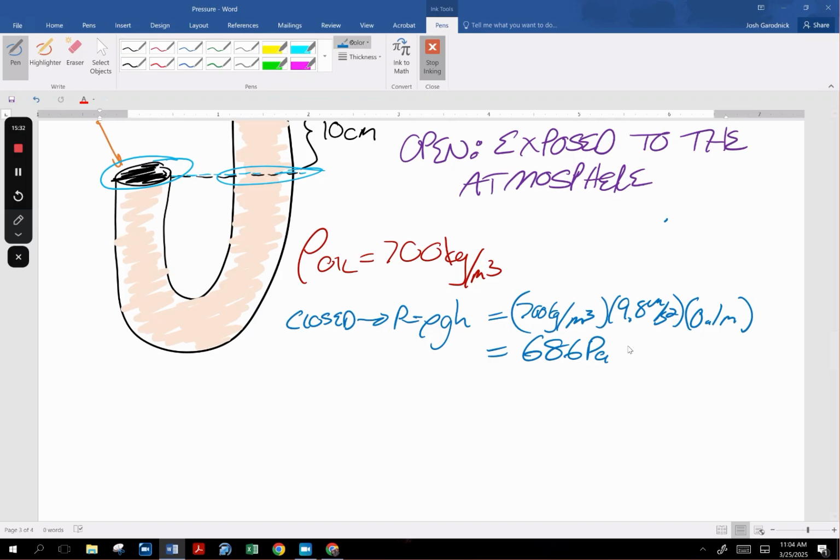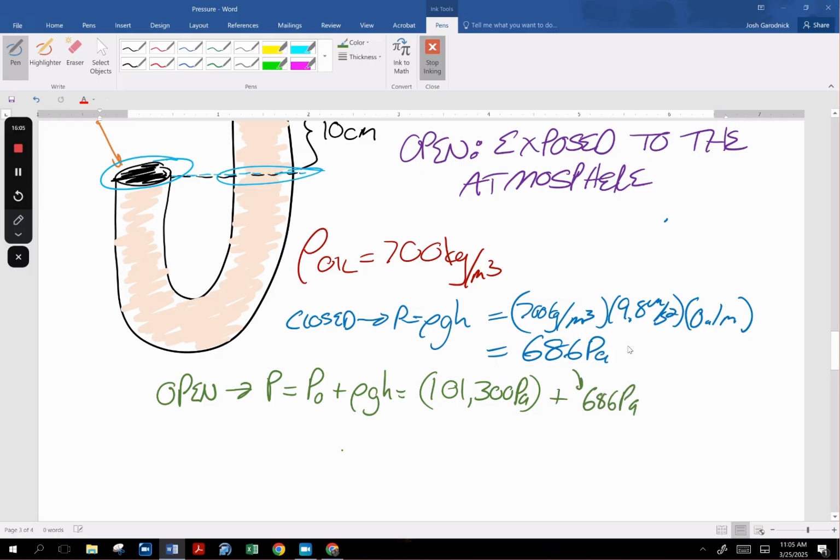But now, open to the atmosphere. I'm going to go with green. If it's open, remember, open means the total pressure is the atmospheric plus the gauge. So in this case, it would be 101,300 pascals. Why did I put parentheses around that? Nobody knows. Plus the gauge pressure, 686 pascals, gives us a total pressure of 101,986 pascals. Yay. Now we know what the pressure would be if it was an open tube.